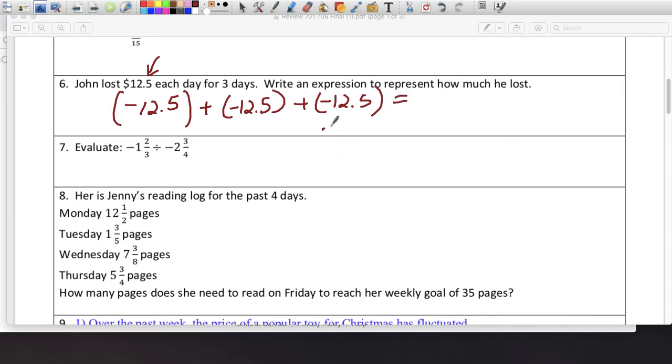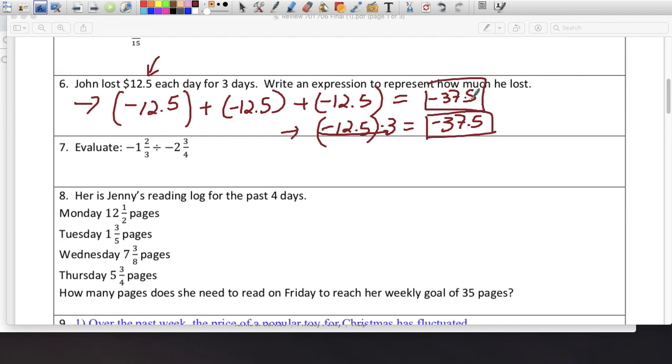Or how about this one? Negative 12.5 times, and I'm going to put this, times 3. Isn't that the same thing? So how much did he end up losing? Negative 37.5. So you have two choices of expressions. This one and this one, right? And your answer obviously is going to be a negative because it's a loss. So at the end of 3 days here, he lost negative $37.50.